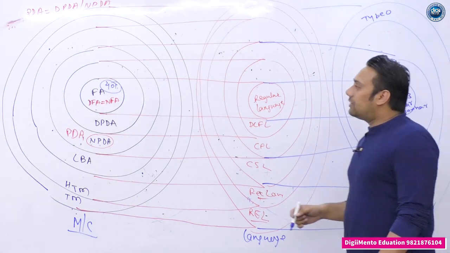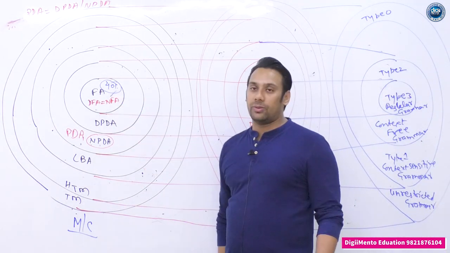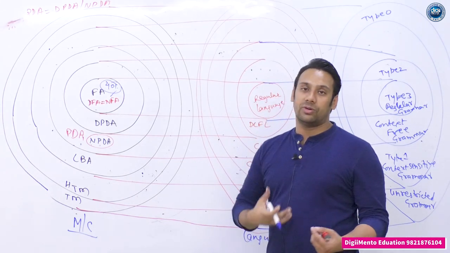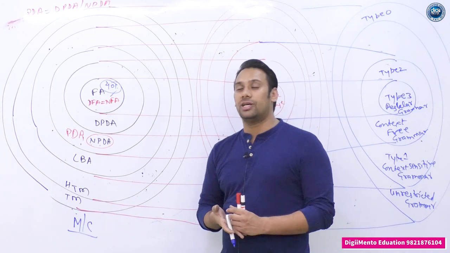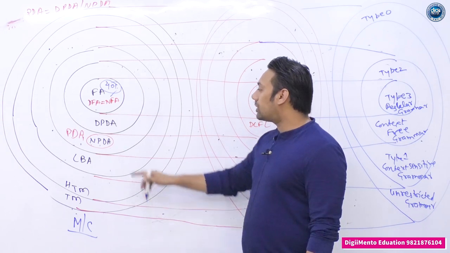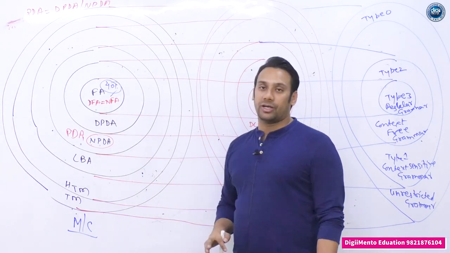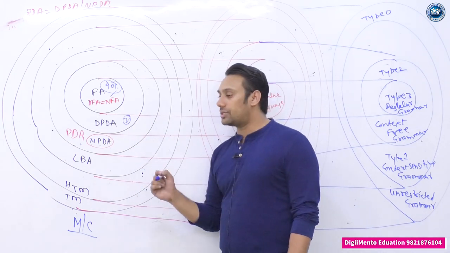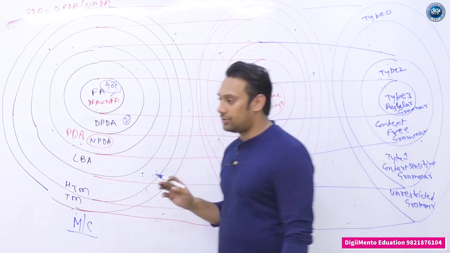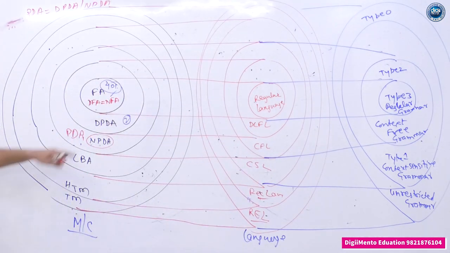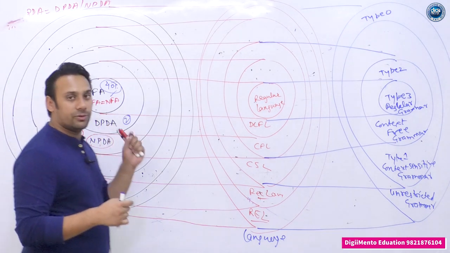So we'll be starting with finite automata. We'll understand what exactly finite automata are, what the various operations you can perform on finite automata are, and what the various conversions in finite automata are. After this, we are going to cover pushdown automata. So the second topic will be pushdown automata, which includes both deterministic as well as non-deterministic. That will be your second chapter.